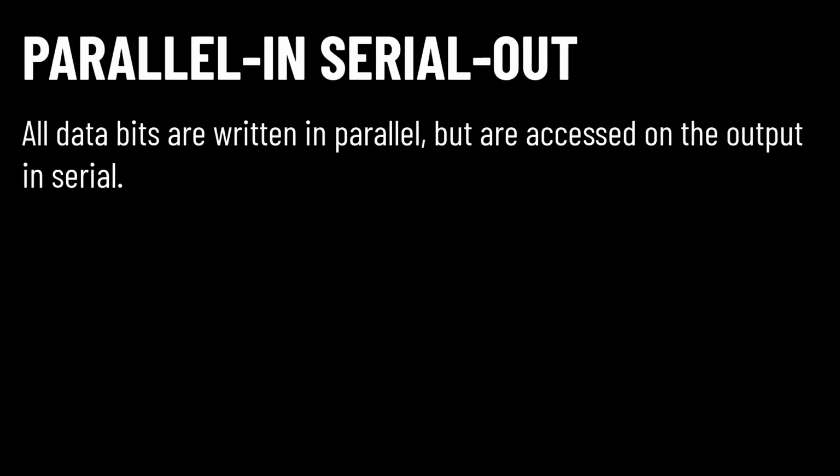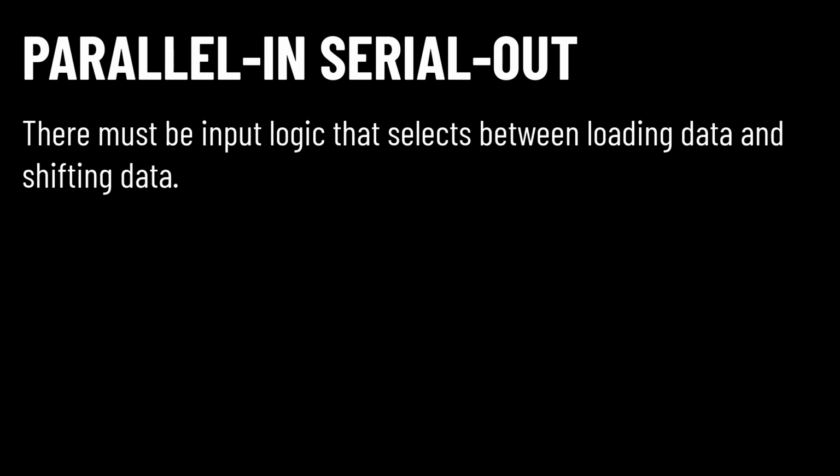The next type of shift register is known as parallel in, serial out. This means that all data bits can be written simultaneously in parallel, but the output must be clocked out 1 bit at a time, serially. The architecture is now slightly more complicated, as there must be a way to select between loading and shifting data. This means that each flip-flop input will be connected to logic that can distinguish between a load and a shift.